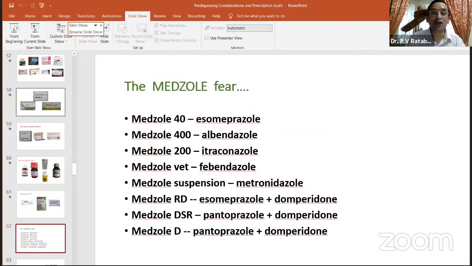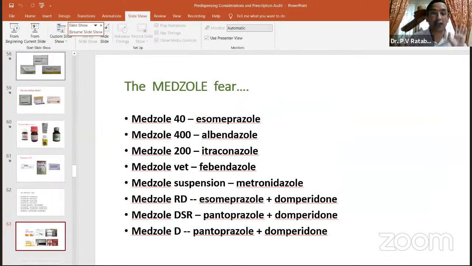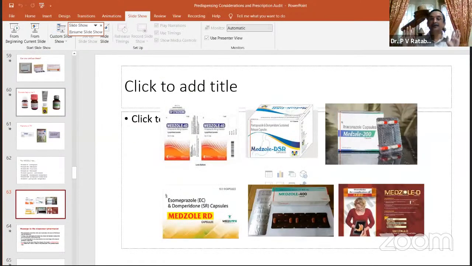And look at this Medzol. Medzol 40 is esomeprazole, 400 is albendazole, 200 is itraconazole, VAT is febendazole, suspension is metronidazole, RD is something else, DSR and D, all are different with just the same name Medzol. And these are the names in front of you. Medzol 40, if somebody instead of writing 400 writes 40, then it can be disastrous.